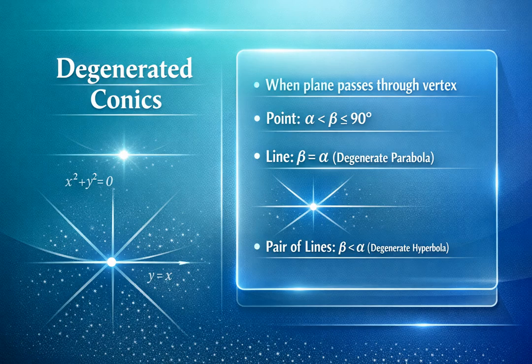Degenerate conics occur when the plane passes through the vertex. When alpha is less than beta less than or equal to 90 degrees, we get just a point. When beta equals alpha, the plane contains a generator, giving a single line, a degenerate parabola. When beta is less than alpha, we get a pair of intersecting lines, a degenerate hyperbola.